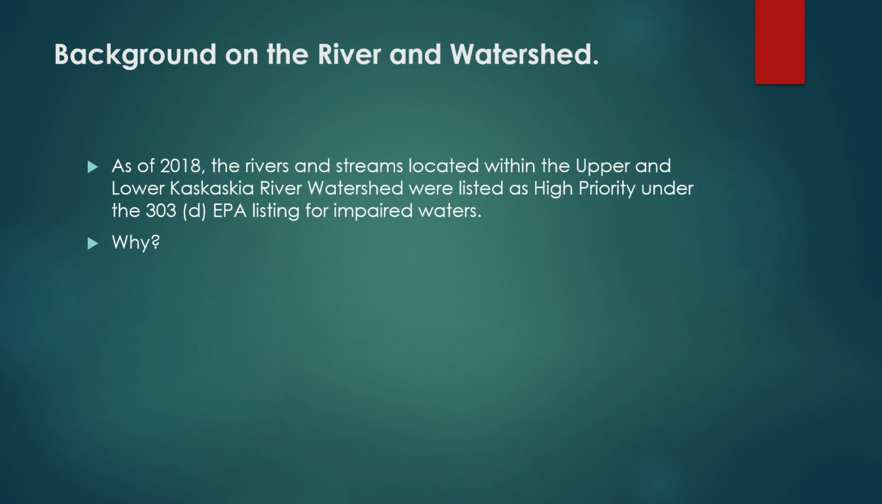So just a little bit of background on the river and watershed. As of 2018, the rivers and streams located within the upper and lower Kaskaskia River watershed were listed as high priority under the 303D EPA listing for impaired waters. And we're going to talk a little bit about why that is and what happened that led to those conditions.